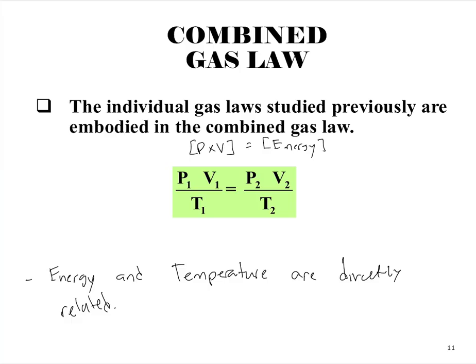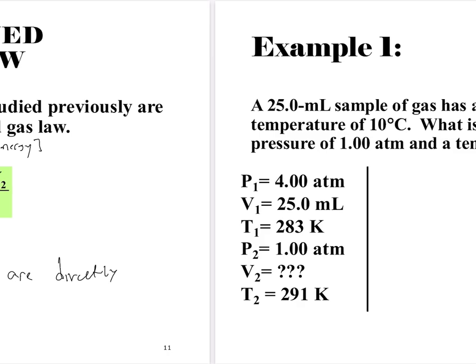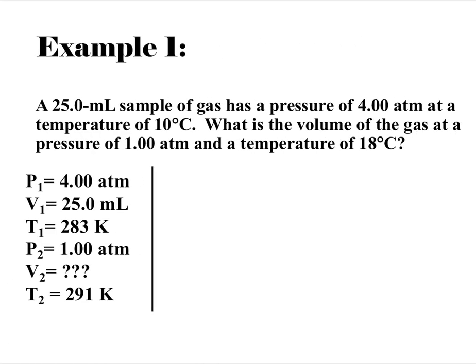And so these problems are just longer to look at because there are more variables to see, right? So you have a 25 milliliter sample of gas with a pressure of 4 atmospheres and a temperature of 10 degrees, right? Those three things completely define the state of the initial gas. We have the volume, we have a pressure, and we have a temperature. These three things completely define the state of the gas initially.